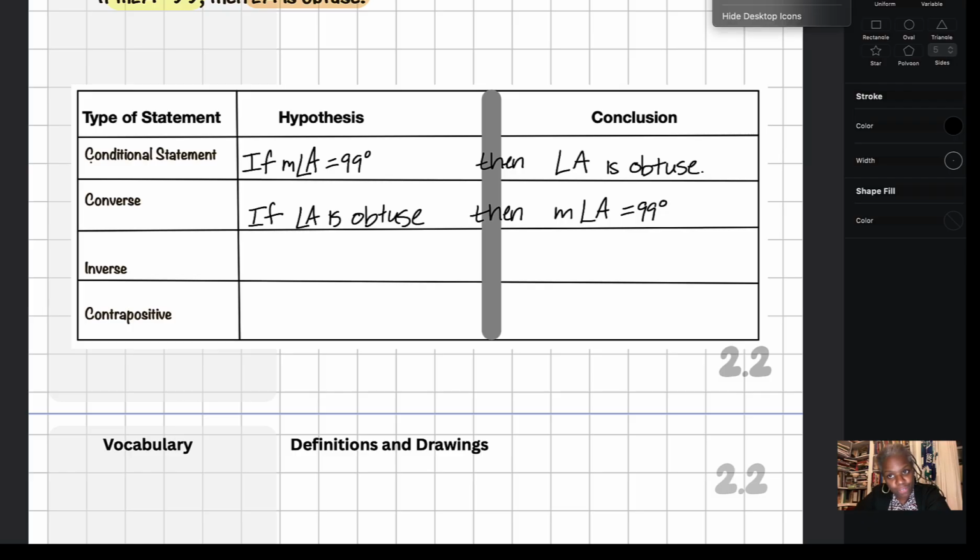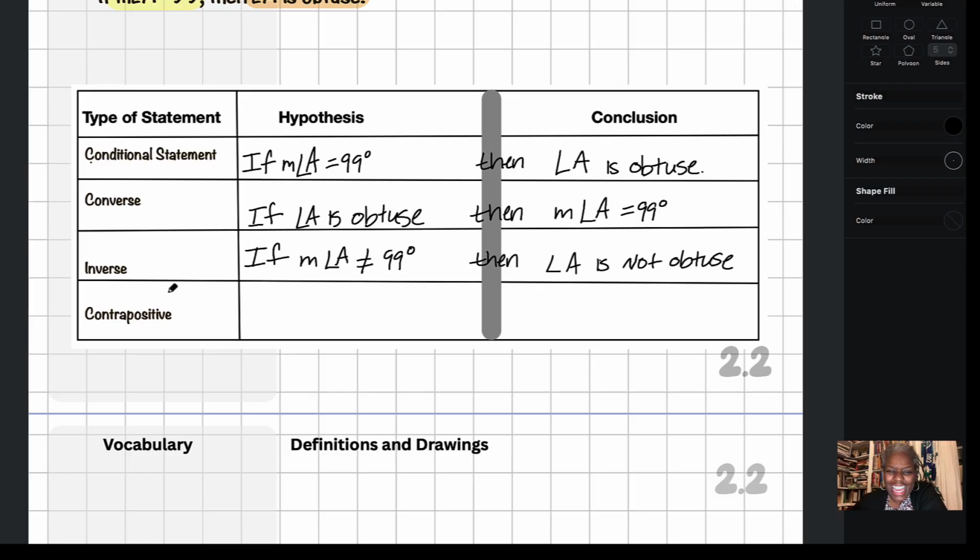Let's check out what the inverse is. The inverse is when I take the conditional statement just as it is, but I negate each of those original concepts. Watch what happened. Originally it said if the measurement of angle A is 99 degrees, the inverse says if the measurement of angle A is not 99 degrees. It's the opposite. It negates it. So watch. We keep the hypothesis and conclusion basically the same, except we negate both in the inverse.